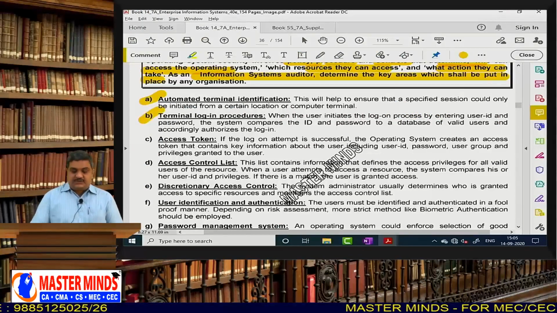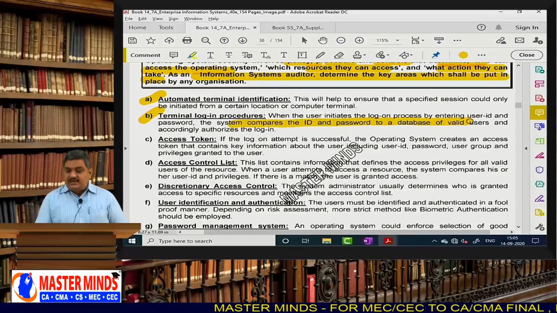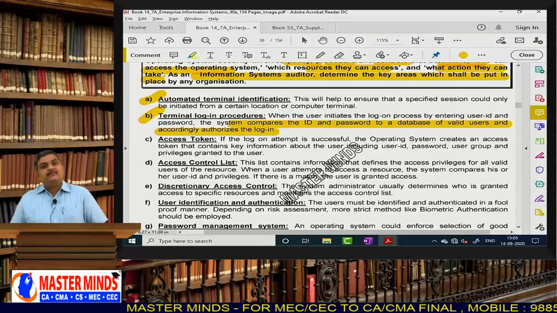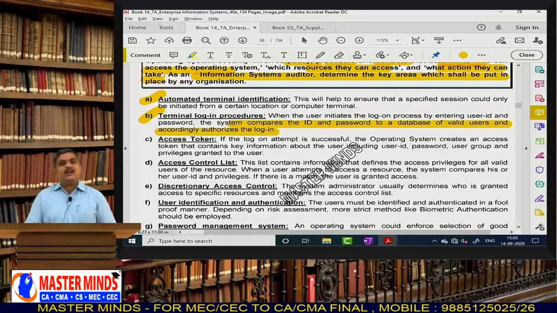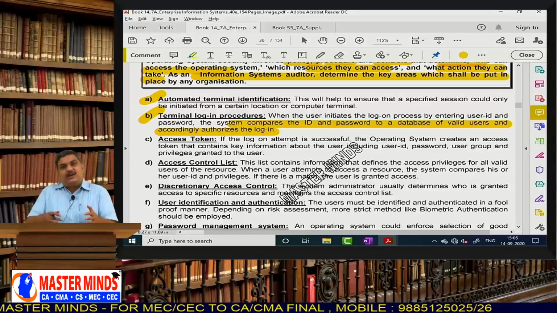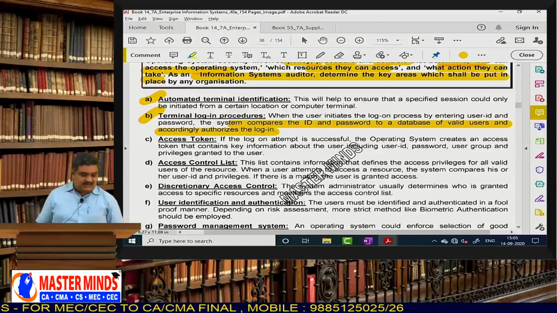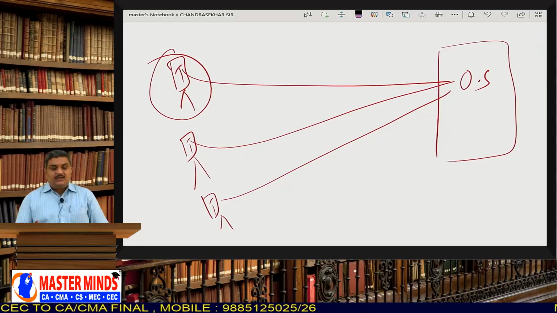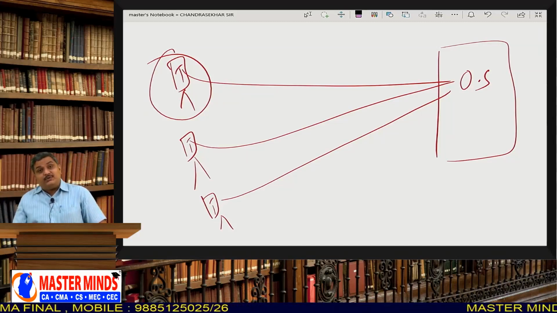Next, terminal login procedures. When the user initiates the logon process by entering user ID and password, the system compares the ID and password to a database of valid users and accordingly authorizes the login. That means, see, for example, I am sitting on this terminal and I just typed my user ID and password. Now, this user ID and password will reach the server and there is an operating system in the server and that operating system has to check. It has to check my user ID and password.